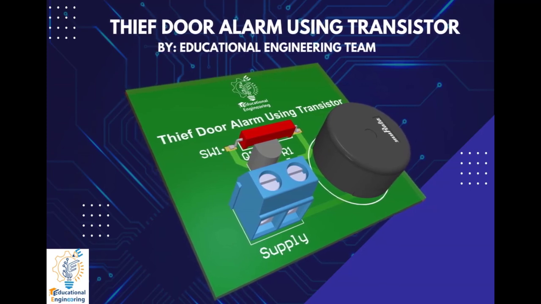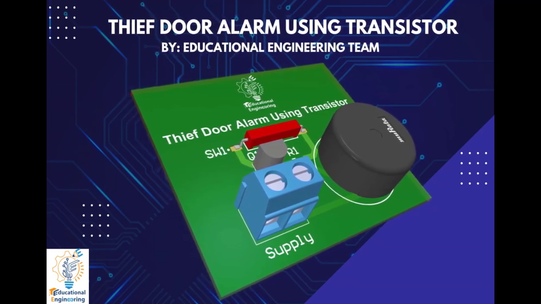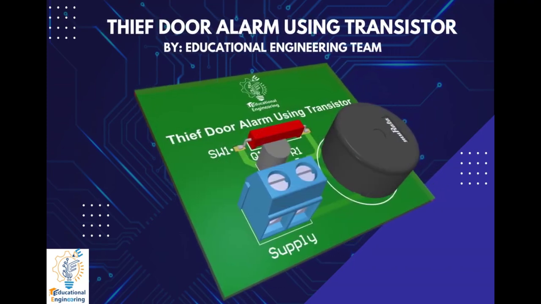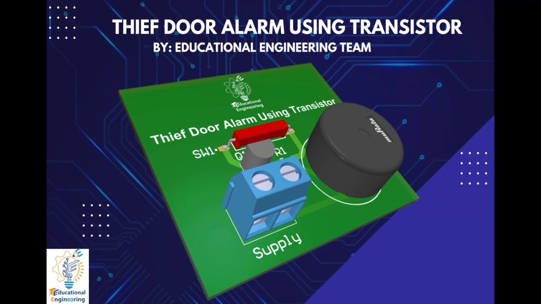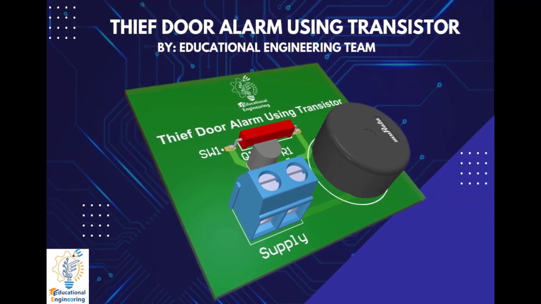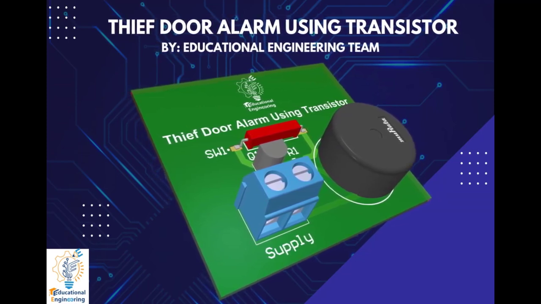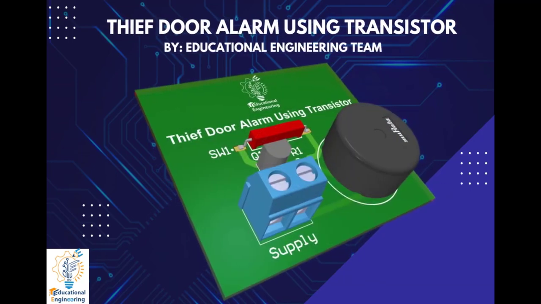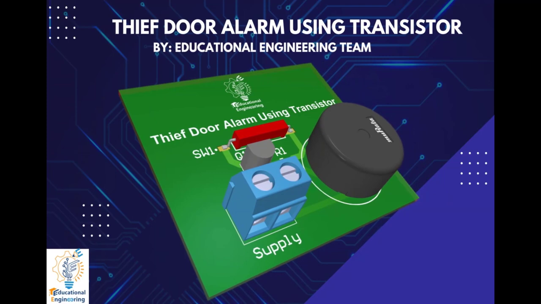Hi, and welcome again to another video. Today, we're gonna learn how to design a simple thief door alarm using a transistor in Altium Designer. So this board is quite simple and uses a few discrete components to operate. It only includes a reed switch, a resistor, buzzer, a PN2907A, and a battery.